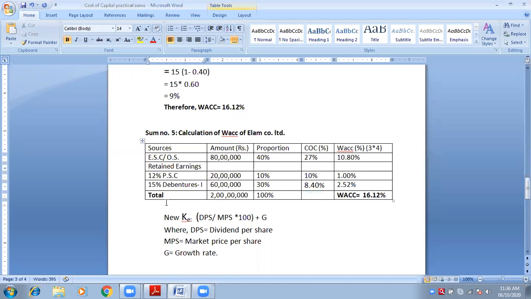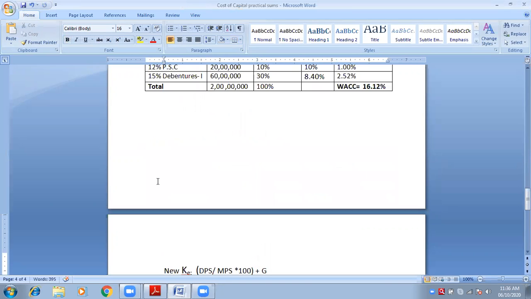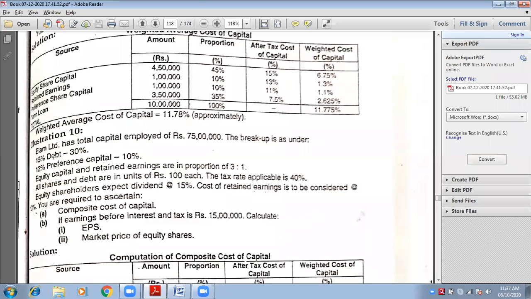Okay. Now, what are the amounts? Let us check. Before putting the amount, we need to calculate it first. See, the total capital is rupees 75 lakhs. It was given in the question. If you want to check, read it again. Elam Limited has a total capital employed of rupees 75 lakhs. The breakup is as under. 30% is debt, 10% is preference, and the rest is equity and retained earnings.